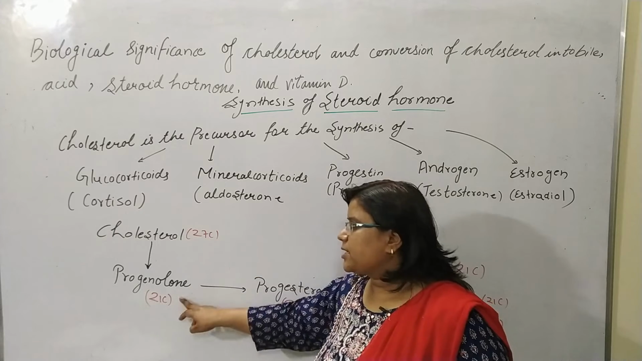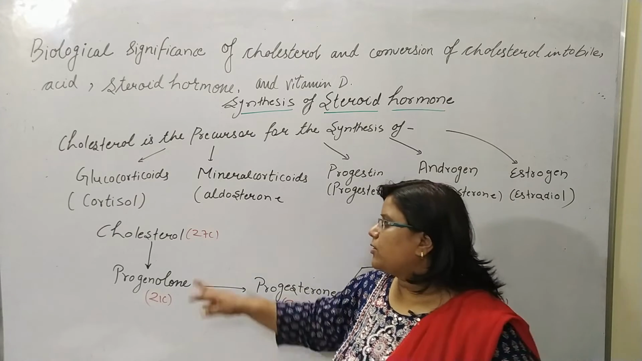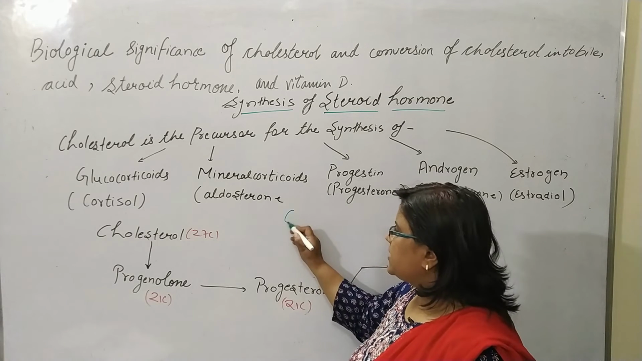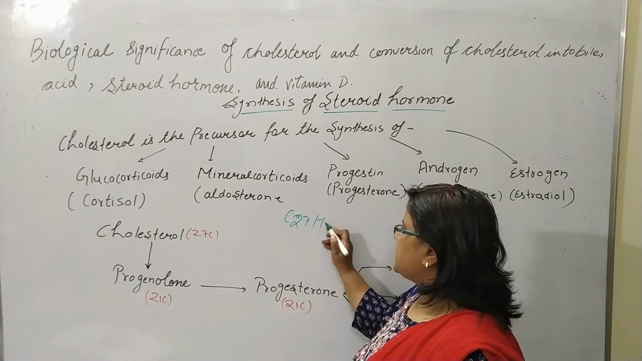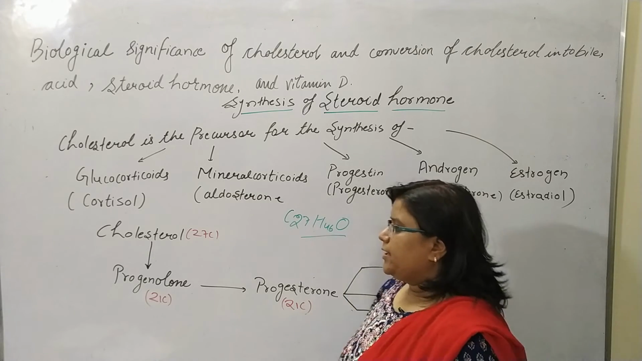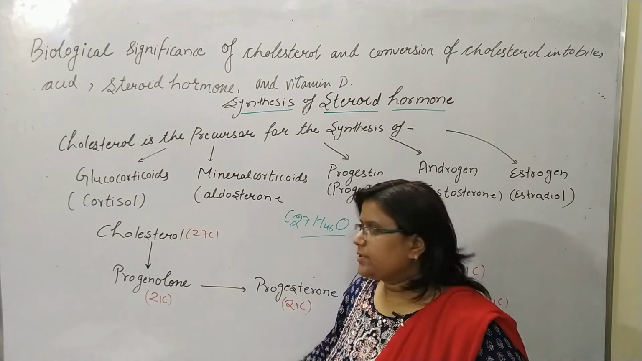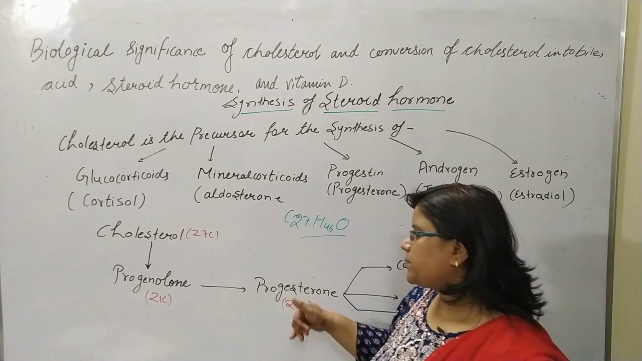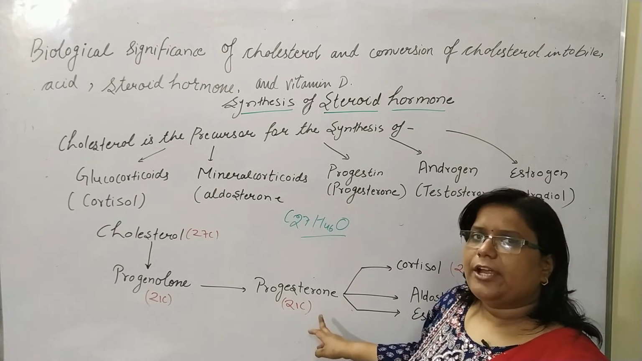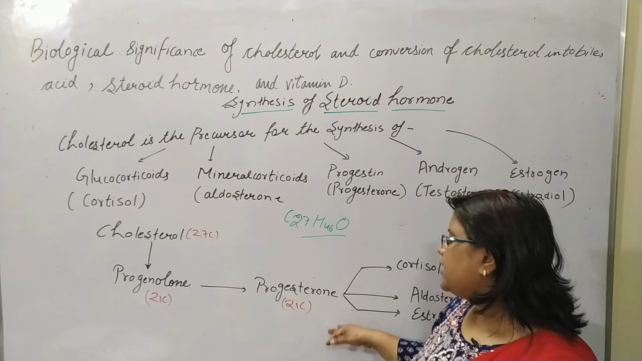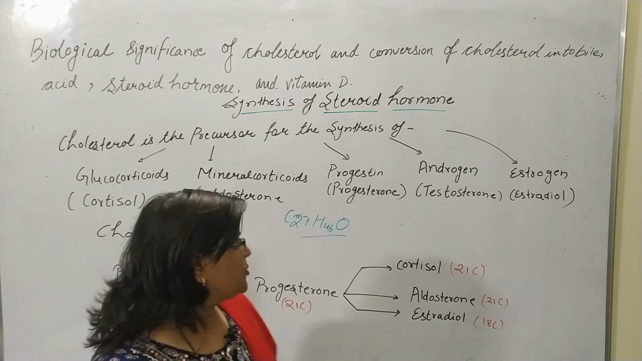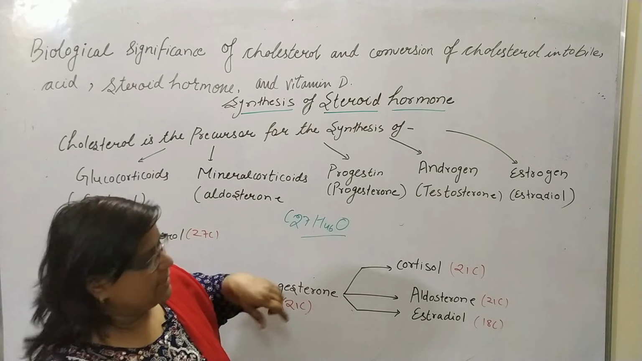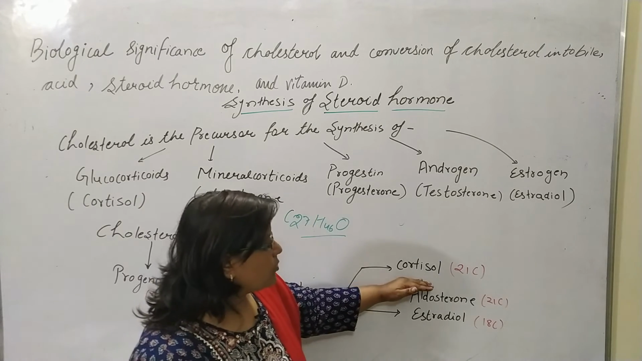Now come to the synthesis of the steroidal hormone. Here the cholesterol is converted into pregnenolone. Okay, the cholesterol is a 27 carbon molecule, as we have studied, the structure is C27H46O. The 27 carbon molecule is converted into a 21 carbon molecule, and this progesterone is also a 21 carbon molecule. The progesterone is under the class of progestin. So here the progesterone is converted into the cortisol.